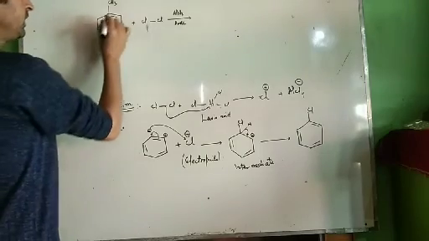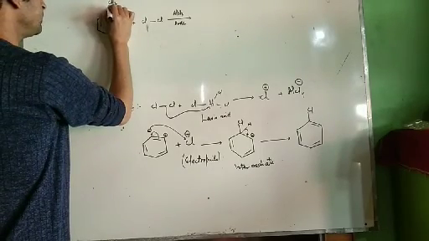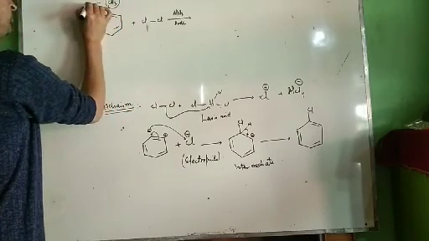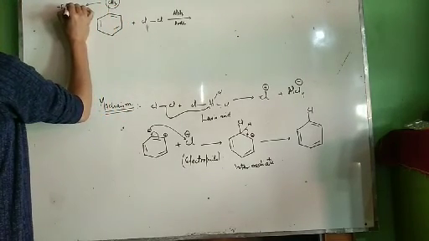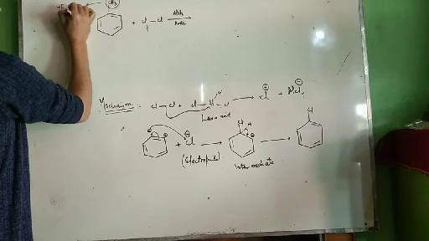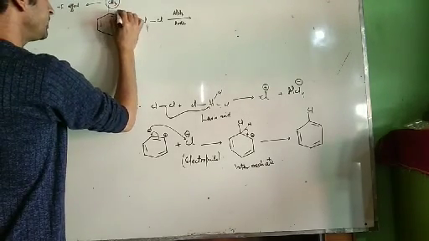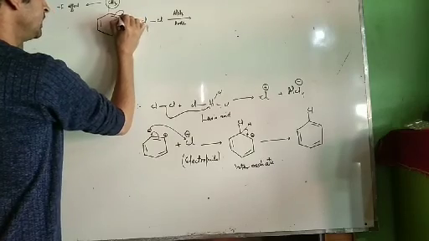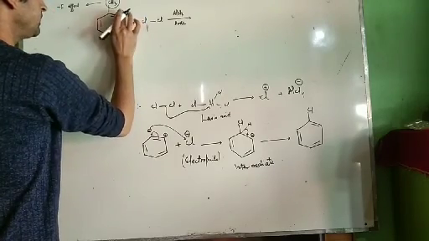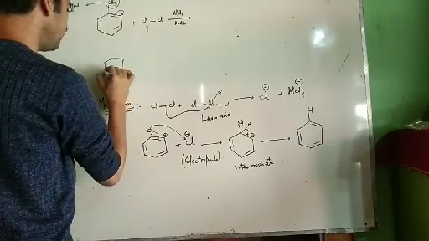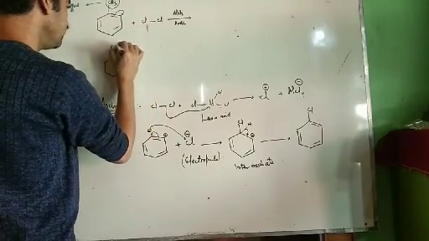Now see what happens. There is a methyl group attached over here. The methyl group shows plus I effect. Plus I effect means it donates electrons. It's electron donating. Therefore this position becomes electron rich. I can show the resonance structures: first this methyl benzene, that's toluene.